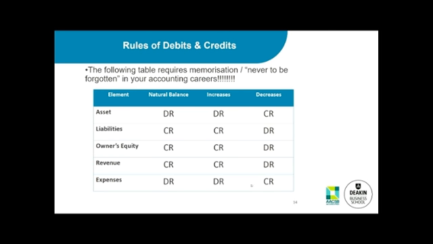Okay, so the natural balance is the one that normally occurs. If it increases, it will be the same as the natural balance, and if it decreases, it will be the opposite. And it is.